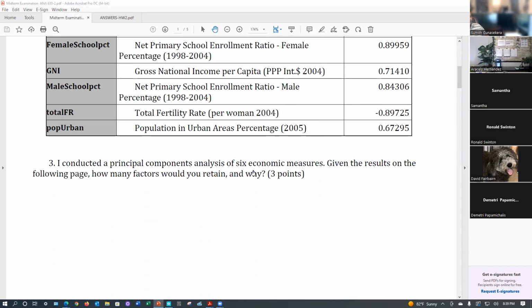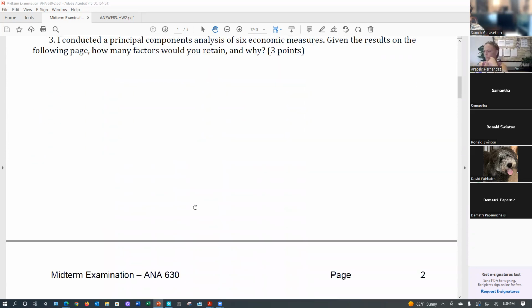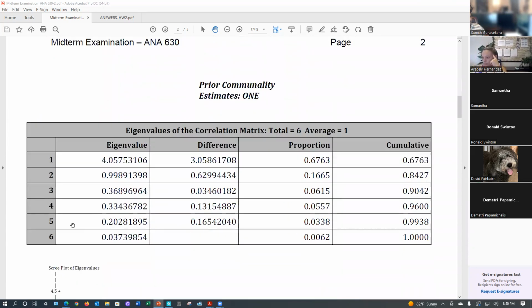I conducted principal component analysis of 6 economic measures. Given the results on the following page, how many factors would you retain and why? It's a piece of cake. Eigenvalues, difference, proportion, cumulative, you don't have to look into that one. How many factors are you going to retain? There are many criteria we can utilize, but the most famous one would be Kaiser's rule. Based on the eigenvalue, Kaiser's rule, you'd only take number 1, only one factor.